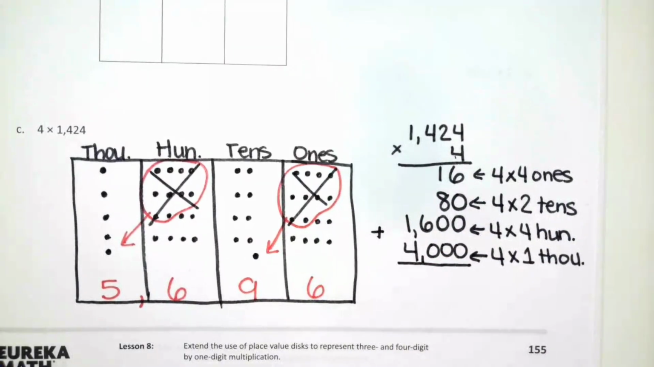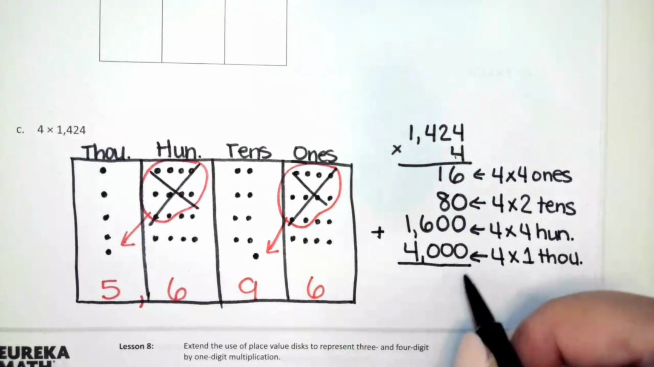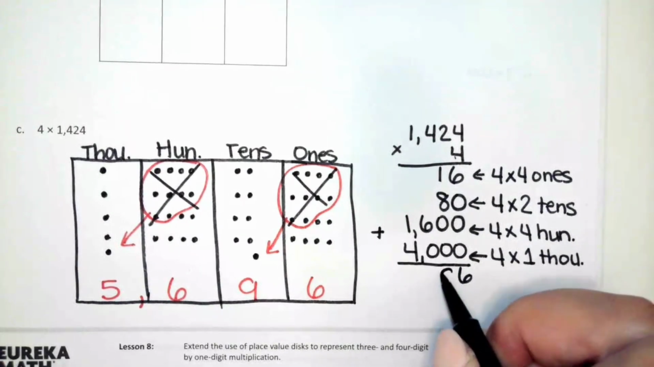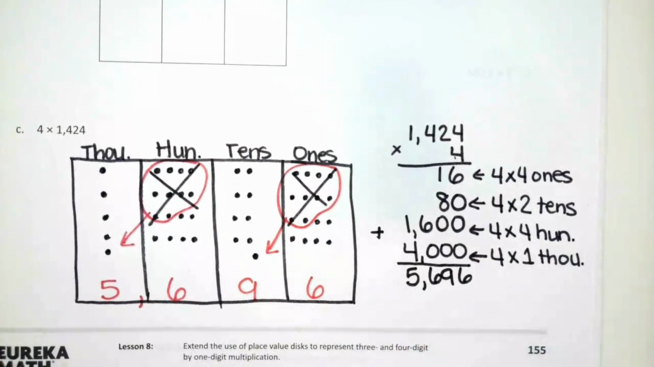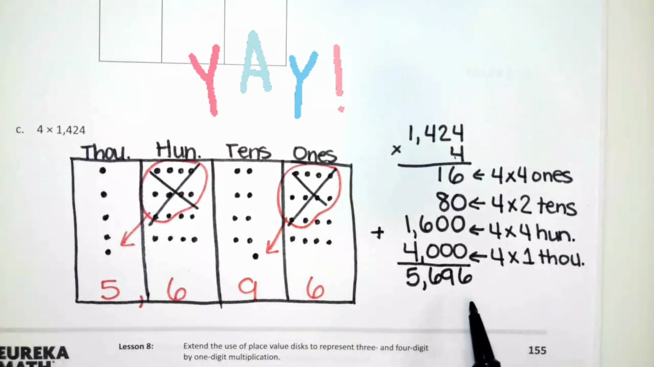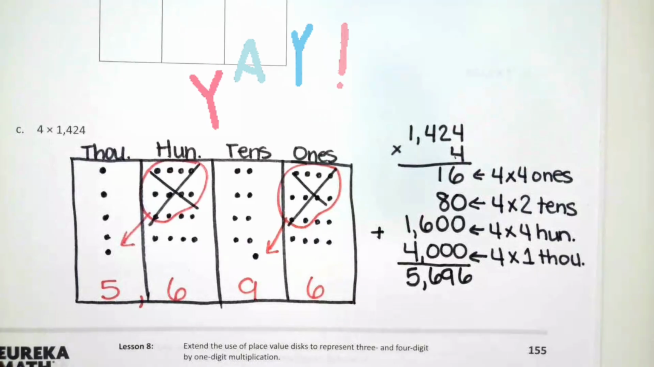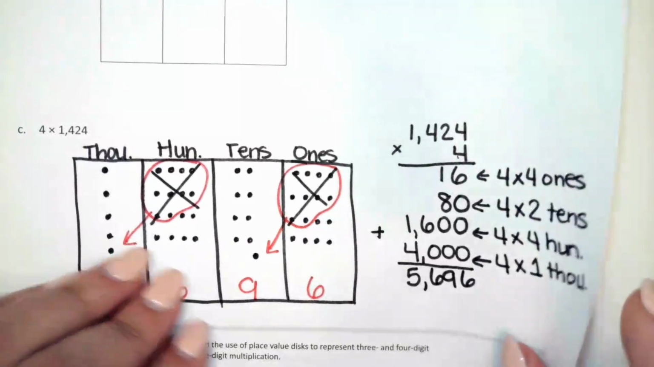Now we add everything together. Add your columns and see what you get. Did you get 5,696? Good, that matches the place value chart. Okay, let's turn the page.